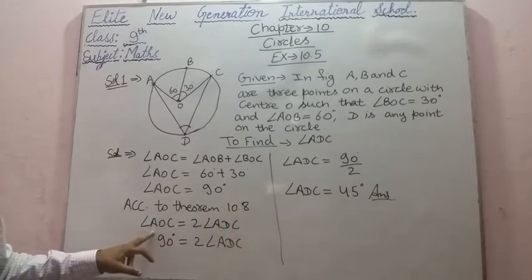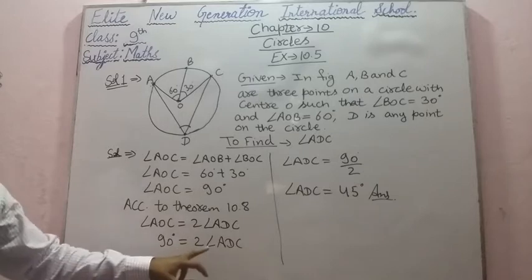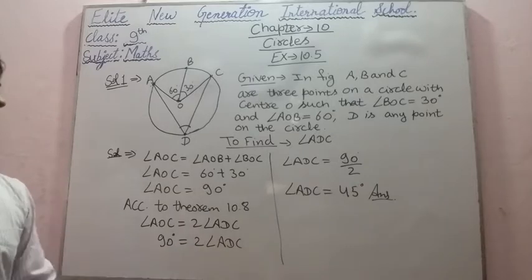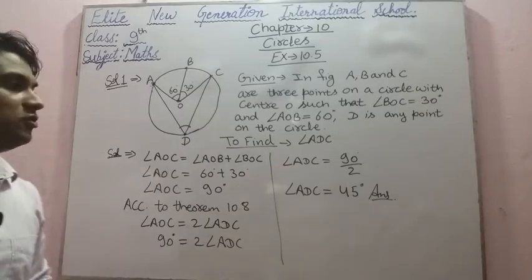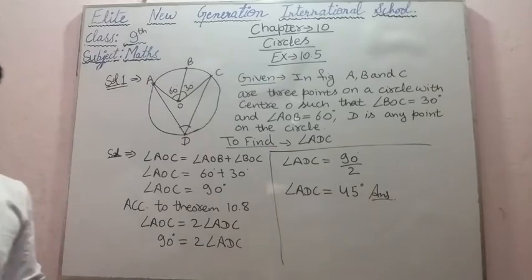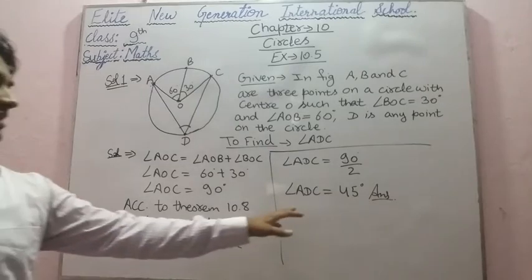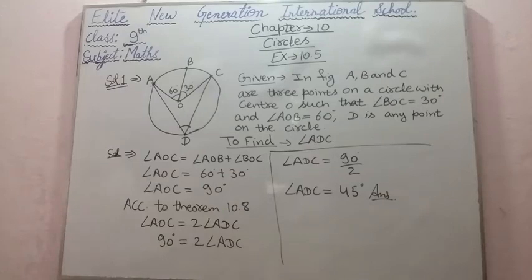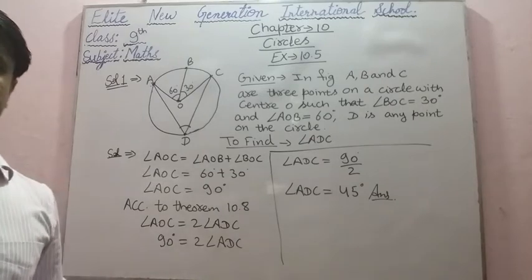Now the value of angle AOC is 90. So here 90 will be equal to twice angle ADC. When we find angle ADC, it will be equal to 90 upon 2. So 90 upon 2 will be 45. So here we can say angle ADC will be 45 degrees. This will be the answer. Now after this, see the next question.